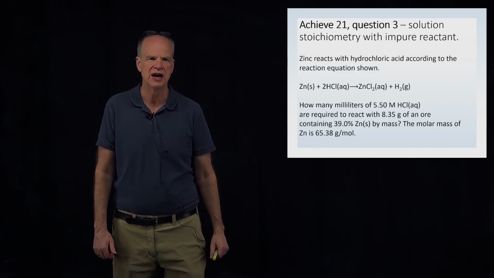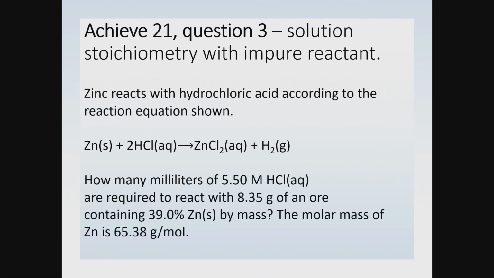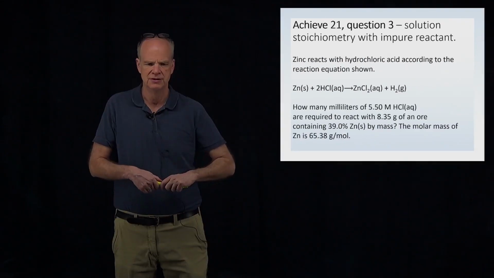If I can increase the slide. It says, zinc reacts with hydrochloric acid according to the reaction equation shown here, and then you see the balanced chemical equation of zinc reacting with hydrochloric acid. Then it says, how many milliliters of 5.50 molar HCl are required to react with 8.35 grams of an ore containing 39.0% zinc by mass? The molar mass of zinc I'm giving you there is 65.38 grams per mole. Okay, if I can reduce the slide.